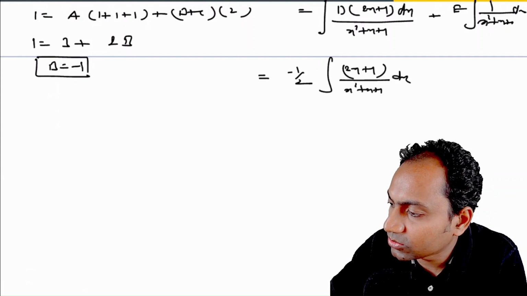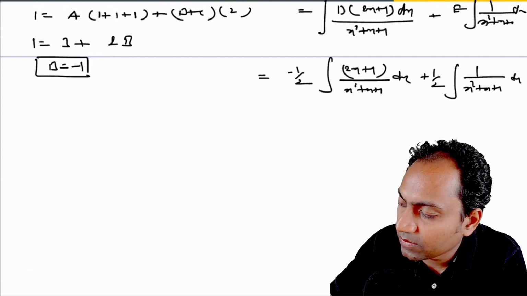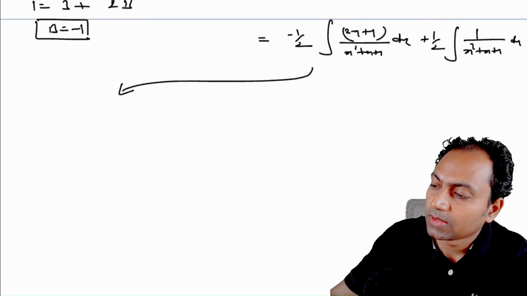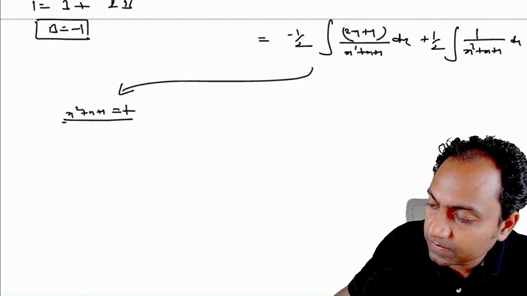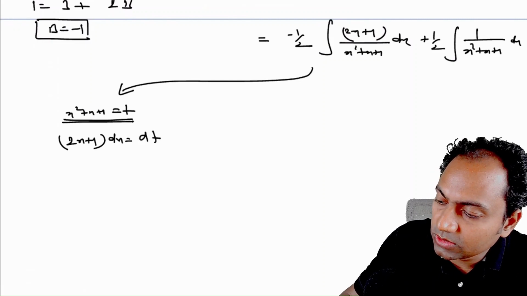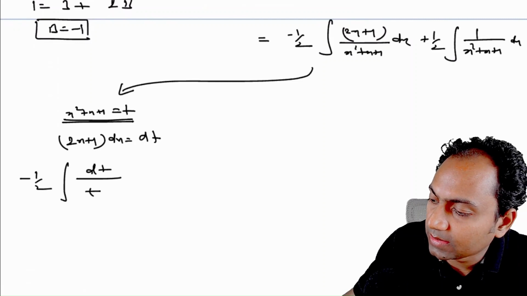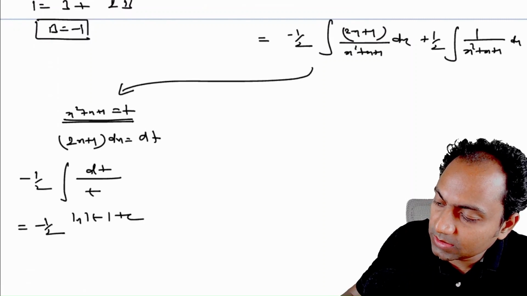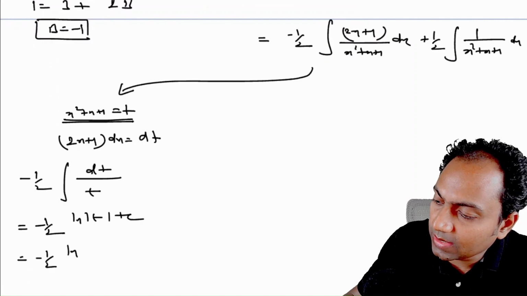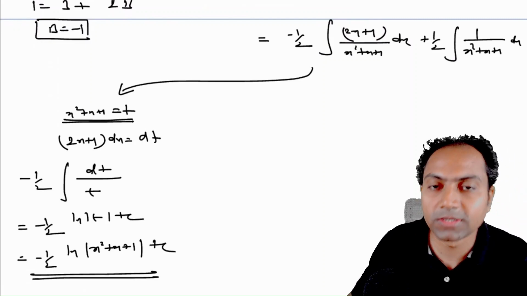And the value of e came out to be 1 by 2, times the integration of 1 upon x square plus x plus 1 dx. For finding the first part, it is very simple. We can put x square plus x plus 1 as t. So this becomes 2x plus 1 dx is equal to dt. So this becomes minus 1 by 2 integration of dt by t. If I integrate this, it becomes minus 1 by 2 ln mod of t plus c. Let us also put the value of t, so ln of mod of x square plus x plus 1, plus c. This is the answer of the first part.